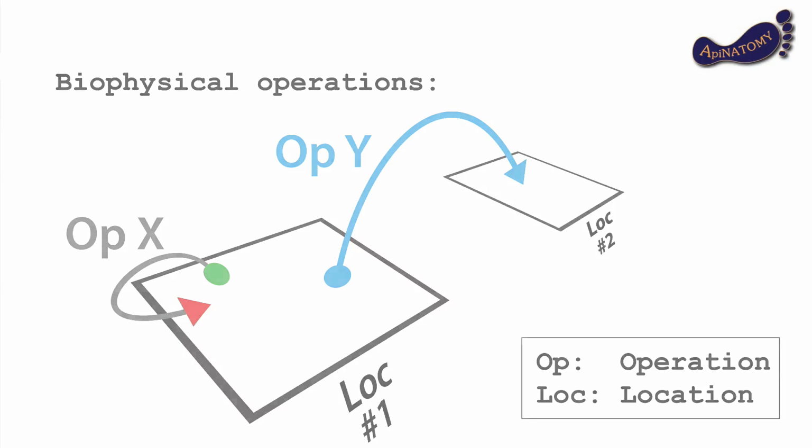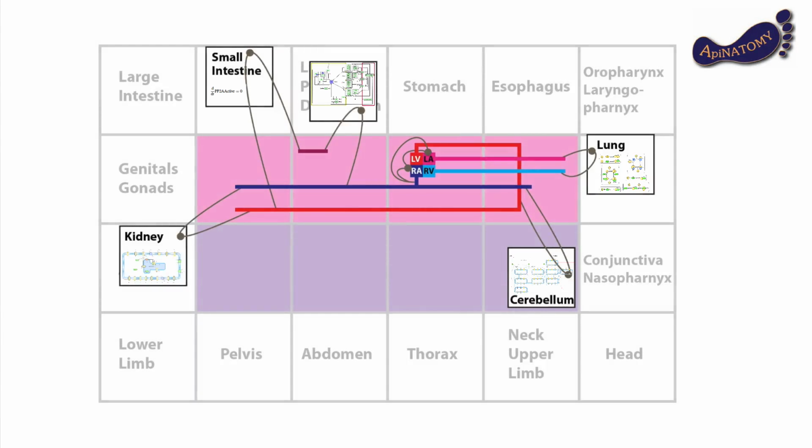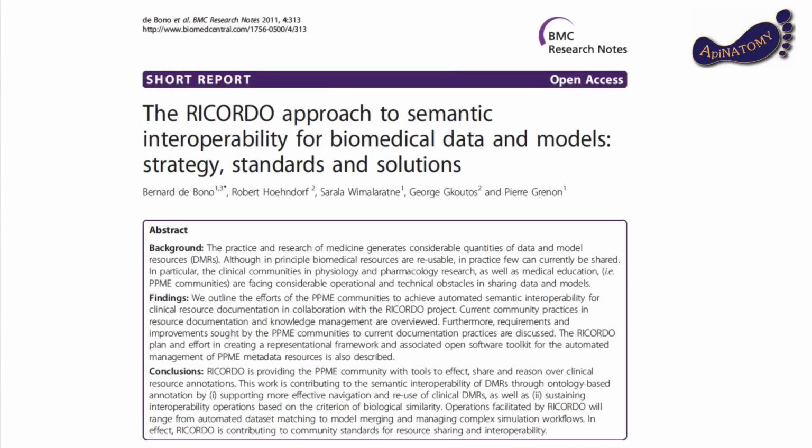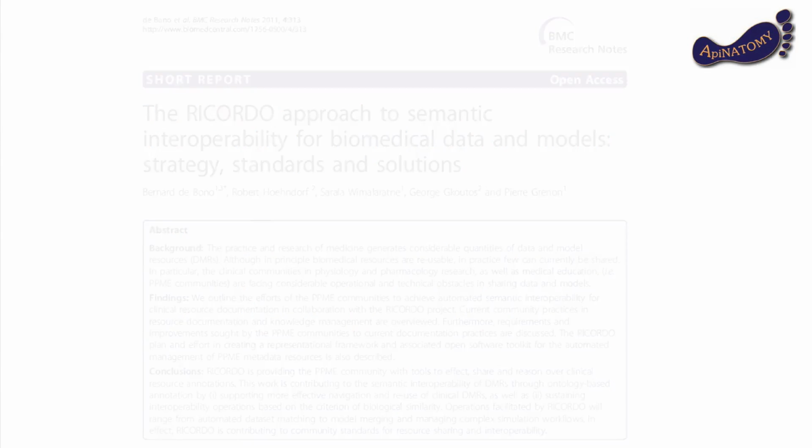In practice, ApiNATOMY also provides tools for annotation and automated inferencing. These tools further support and incentivize the annotation of data and model resources by the community. Overall, annotation with standard reference ontologies adds value to resources through semantic linkage with other sources of knowledge that share the same semantic standards.